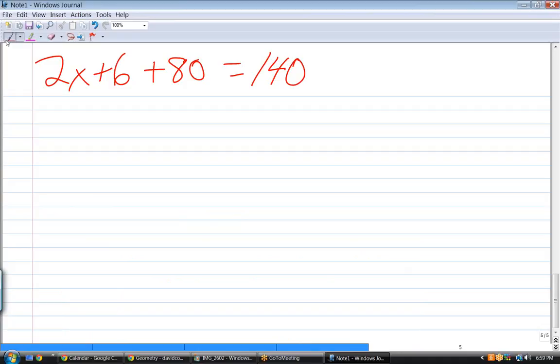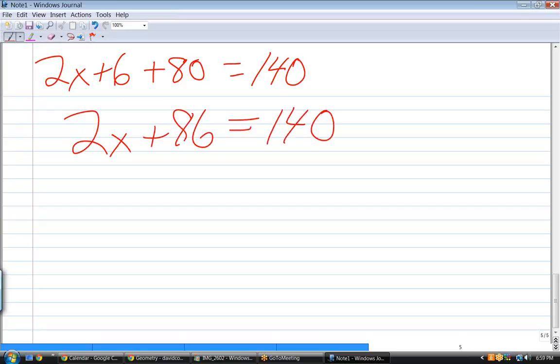Wouldn't you use your calculator, subtract 6 from itself and then 80? Well, what I would do would be, first of all, combine those two before I move to the other side, just because it kind of makes it easier. So 2x plus 86 equals 140. Now what's the next step? Subtract 86 from both sides. So 2x equals 140 minus 86, which is 54.